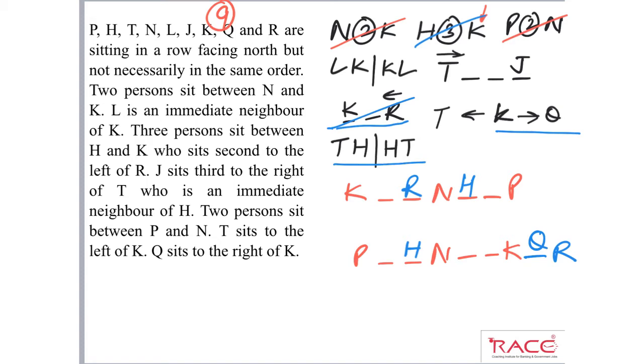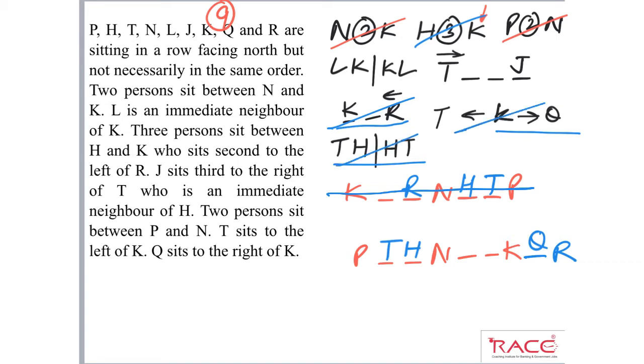H and T. So between H and T, I have no person. They are neighbors. So T, in this case, it will be here. And in this case, T will be here. So now here you can see T must be, or it should be, to the left of K. But in this case, it is toward the right hand side of K. But in this case, T is toward left of K. It means this first possibility is wrong. Second possibility is right. Now this is also done.